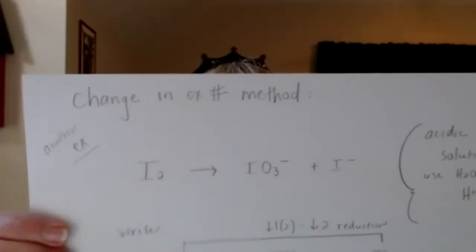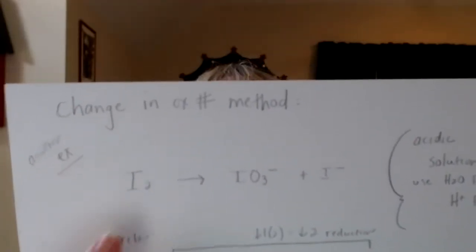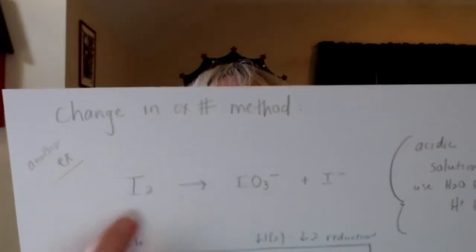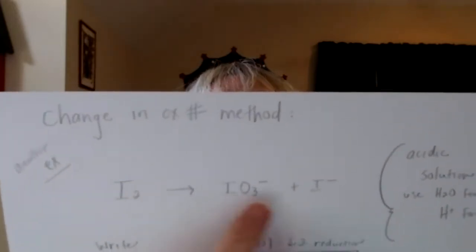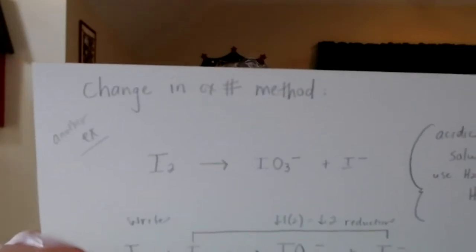The reason why I selected this one, it's like 1 or 2 in your lab manual to do. You notice there's 1 reactant, but yet there's 2 products. Well, here's the trick. I did it the change method.